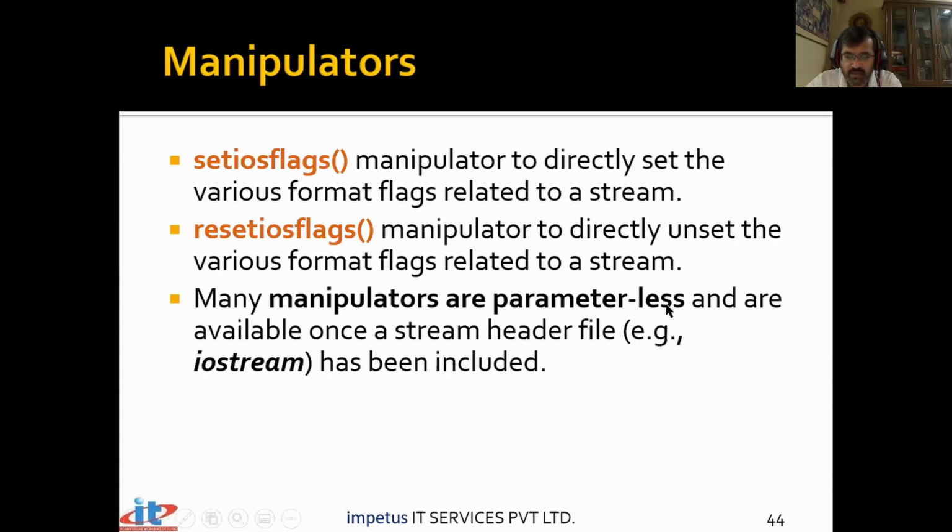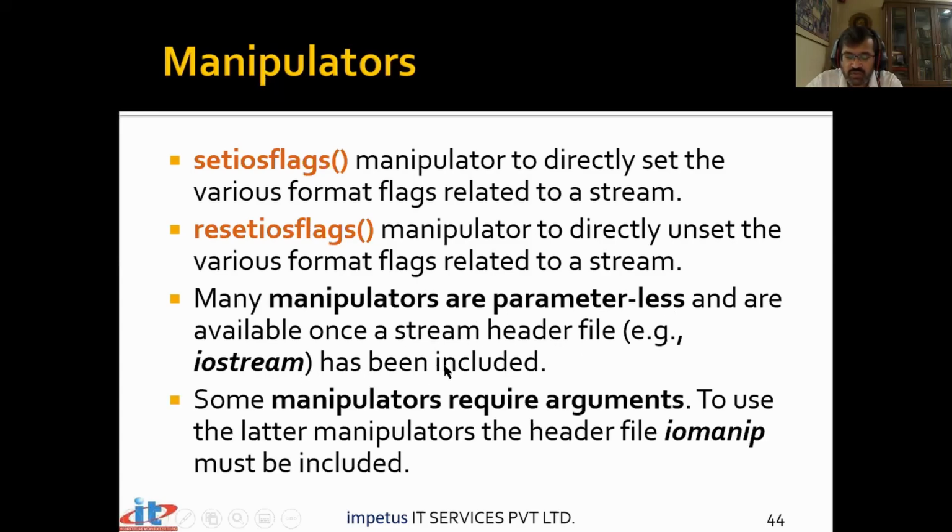Many manipulators are parameterless and are available once the stream header file iostream is included. We will be looking at two of them. And some manipulators require an argument. That means there will be some manipulators to which we will pass an argument, and some manipulators to which we will not. Especially if you're going to use those manipulators which require an argument, we'll have to include the header file called iomanip. Unless we include the header file iomanip, we'll not have an opportunity to use those manipulators with parameters.